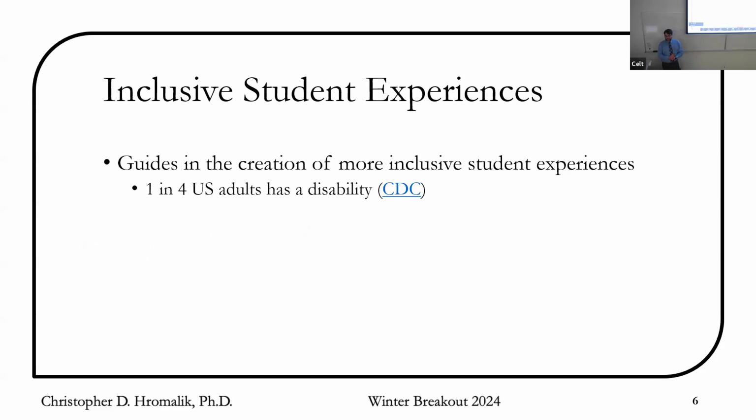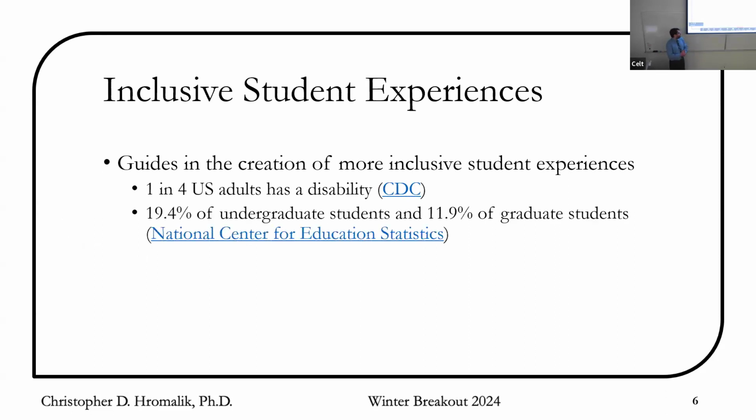In the United States, 1 in 4 adults has a disability, according to the CDC. And 19.4% of undergraduate students and 11.9% of graduate students self-identify as having a disability in the United States. Of course, we're well aware that there are many students who have a disability but do not self-identify to an Office of Disability Resources. So there are many students in our courses who do have a disability but do not let the Office of Disability Resources know and do not come with accommodations.